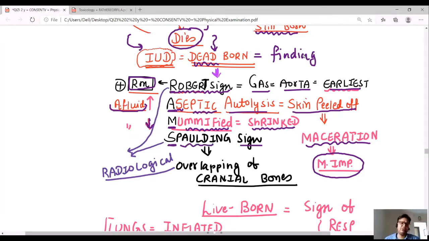overlapping of the cranial bones is Spalding sign. Sir, I am revising all the signs again. Wait. RAMS, R-A-M-S, these are the signs of dead born. These suggest that the fetus died inside the uterus.